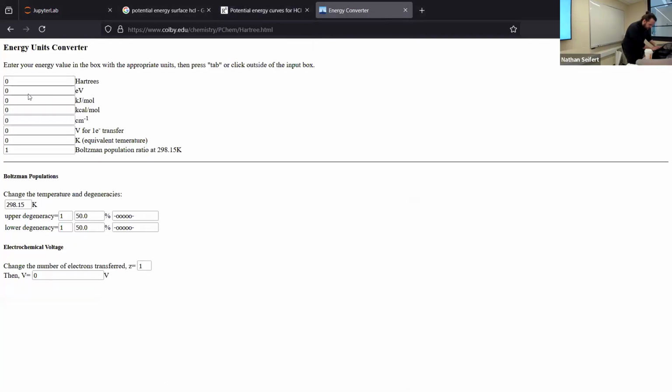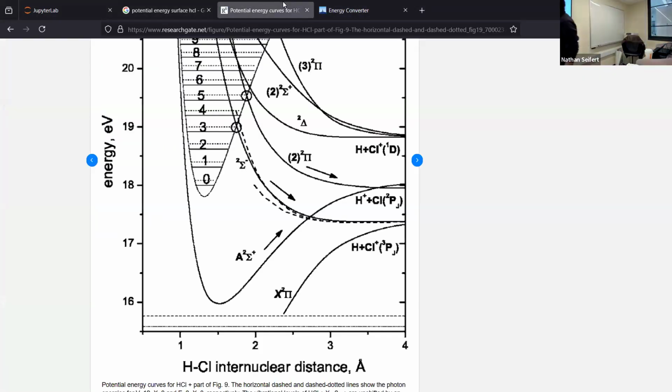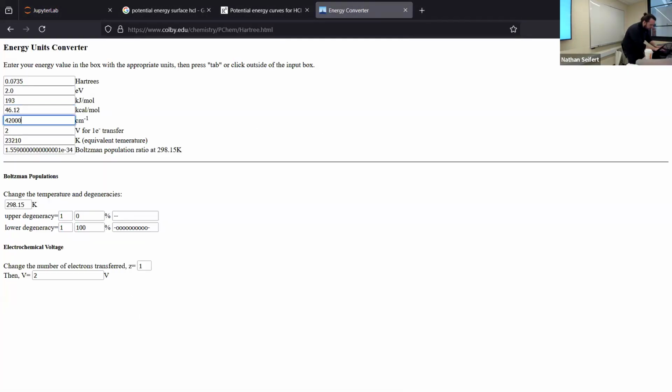So let me just show you what that is. That's about 193 kilojoules per mole. So it takes about 200 kilojoules per mole to break the HCl bond into an H atom and a chlorine atom in its excited state. And then I know the dissociation energy for the ground state in a different unit, so we can calculate in terms of eV. It's about 42,000 wave numbers. So regular HCl has a bond strength of 5.2 eV.